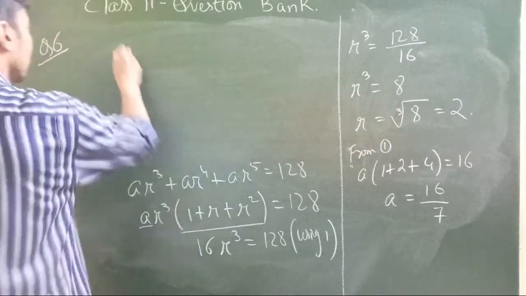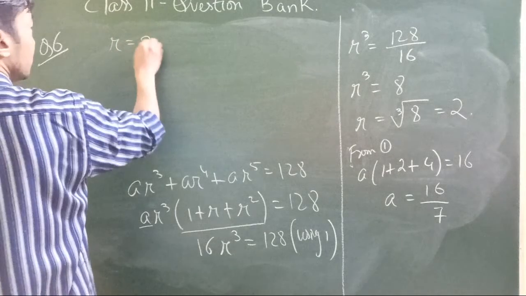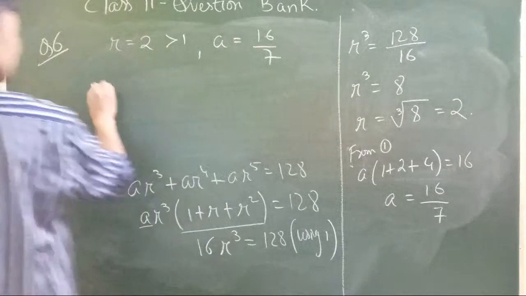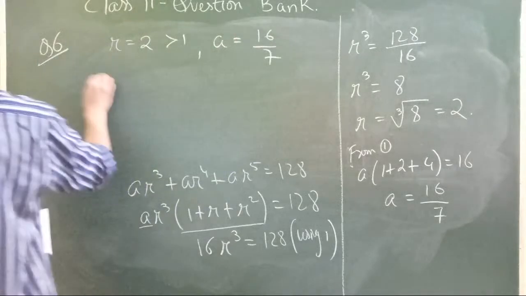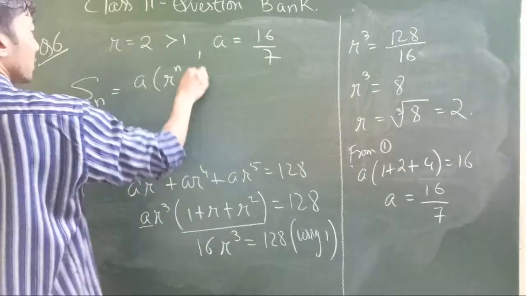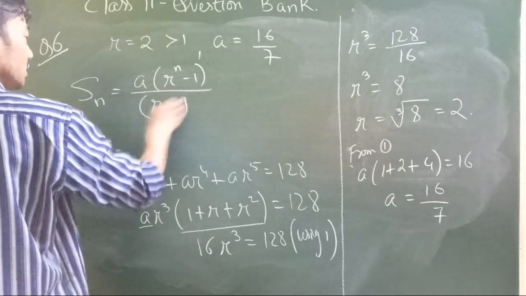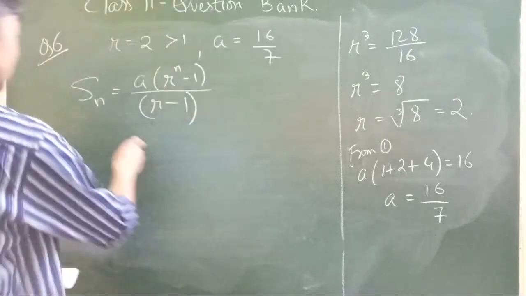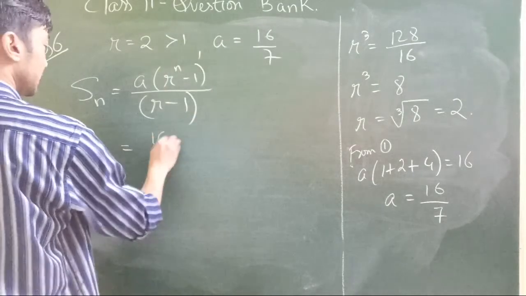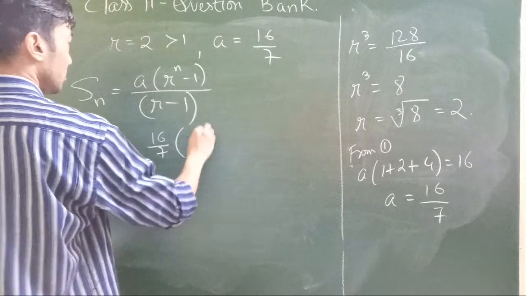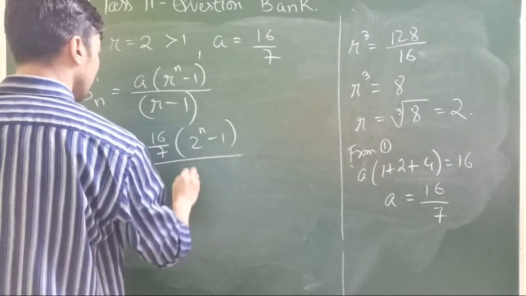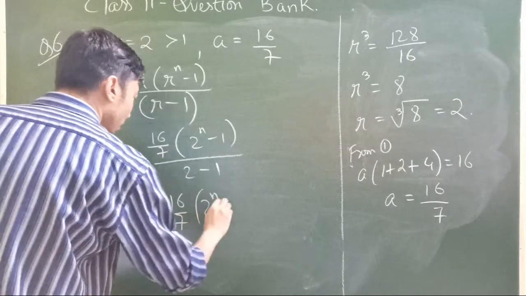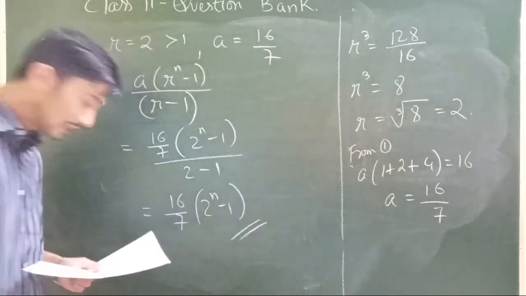No problem. Here the value of r is 2, which is greater than 1, and the first term is 16 by 7. So for the sum to n terms, because r is greater than 1, we use the formula a times (r power n minus 1) divided by (r minus 1). That gives 16 by 7 times (2 power n minus 1) divided by (2 minus 1). So that's ultimately 16 by 7 times (2 power n minus 1). That's the solution.